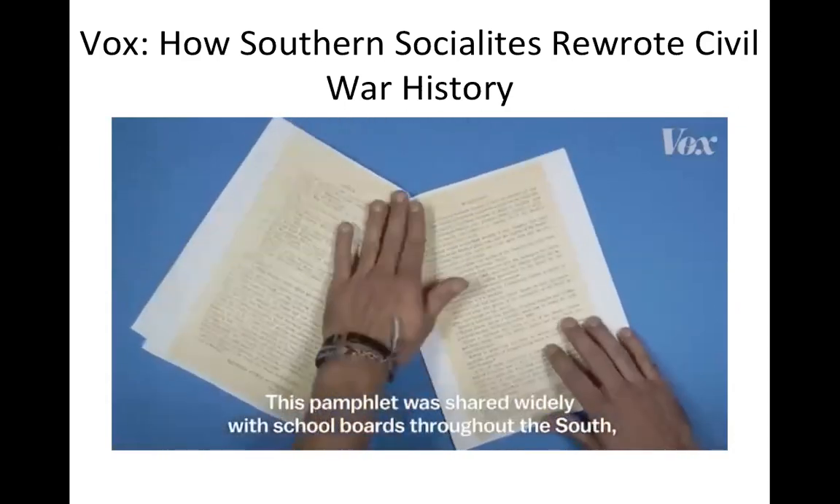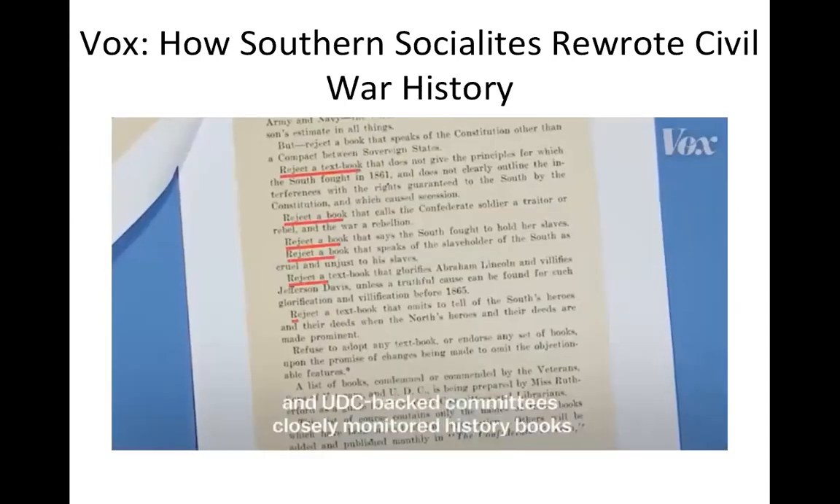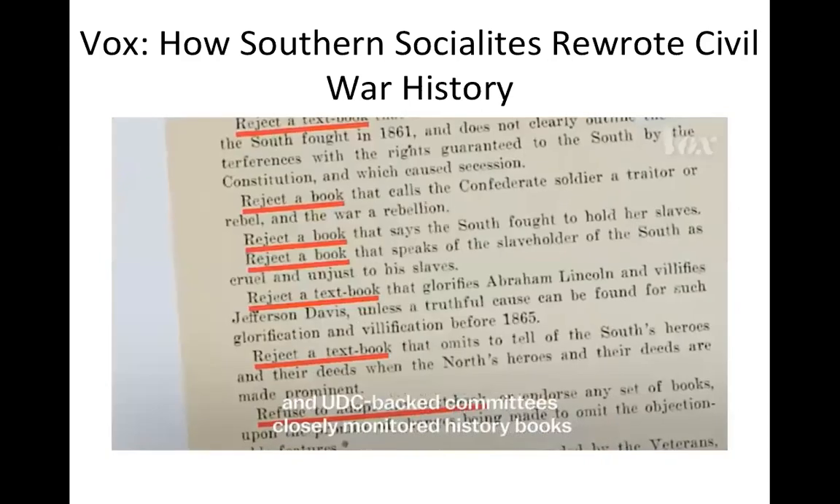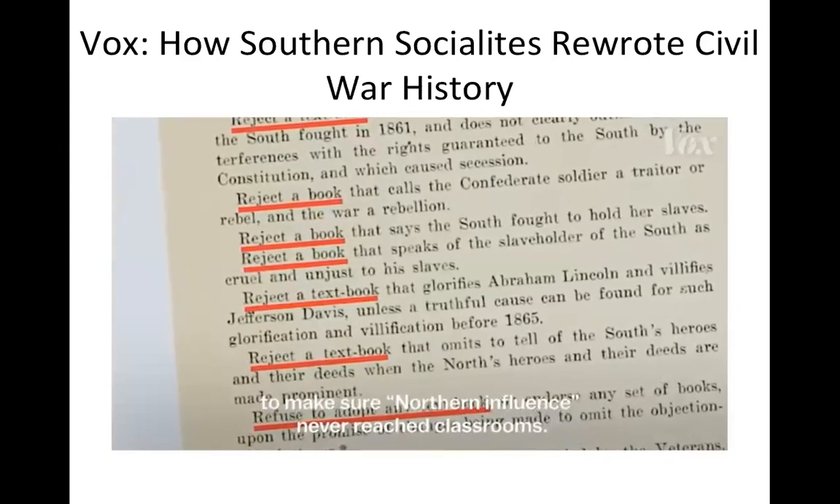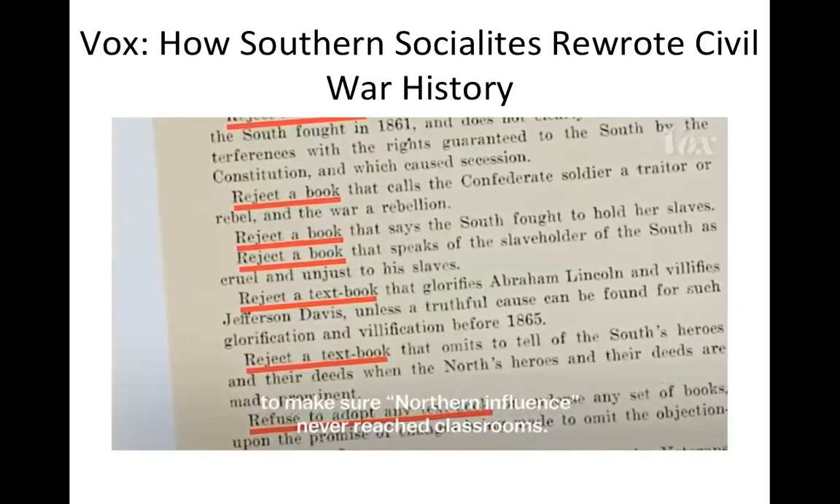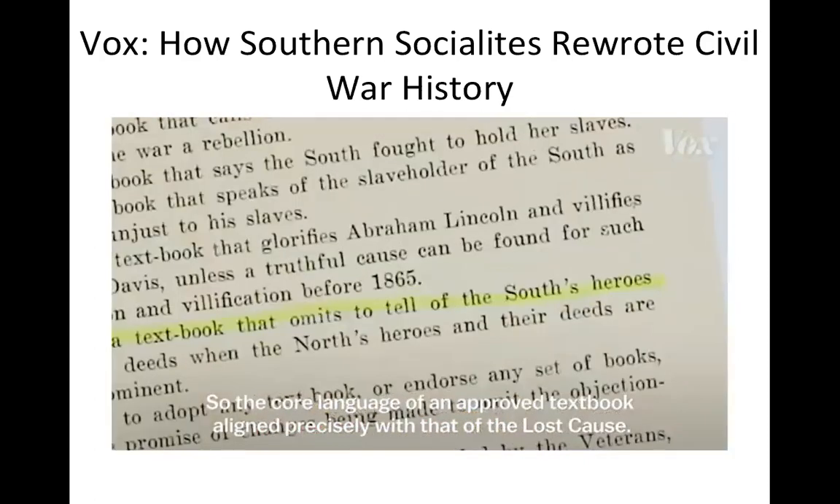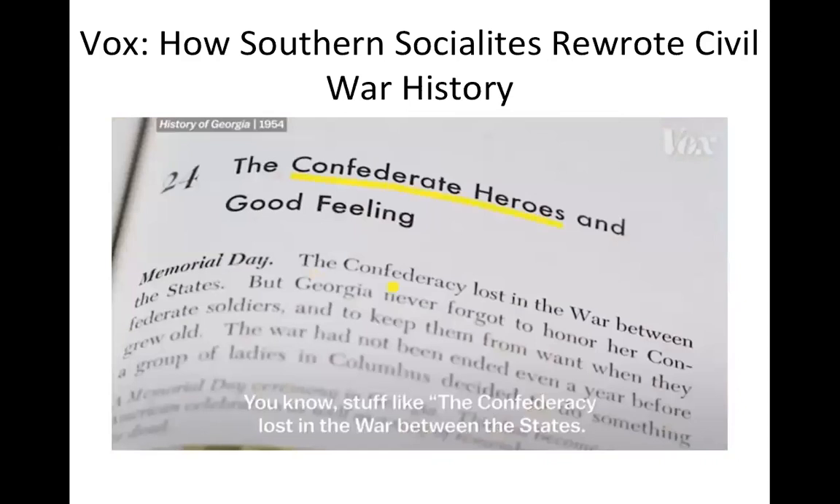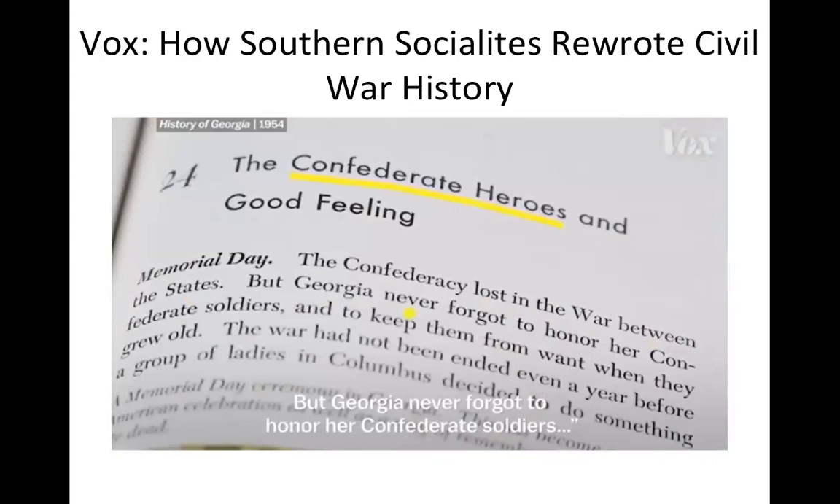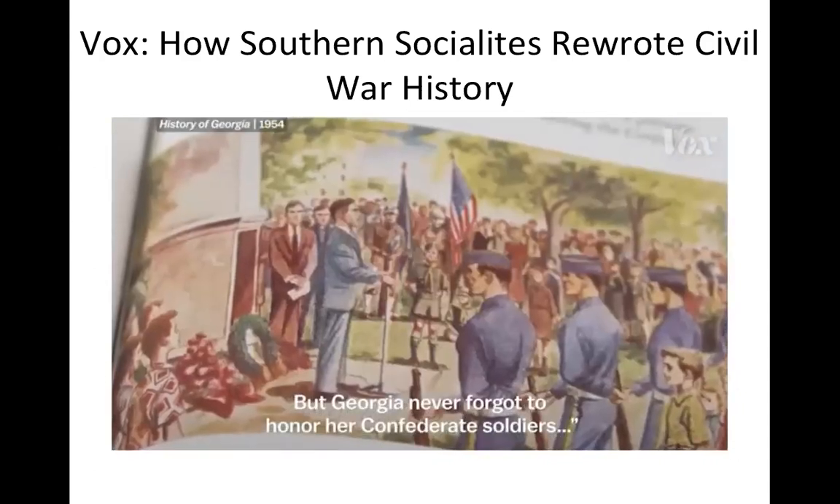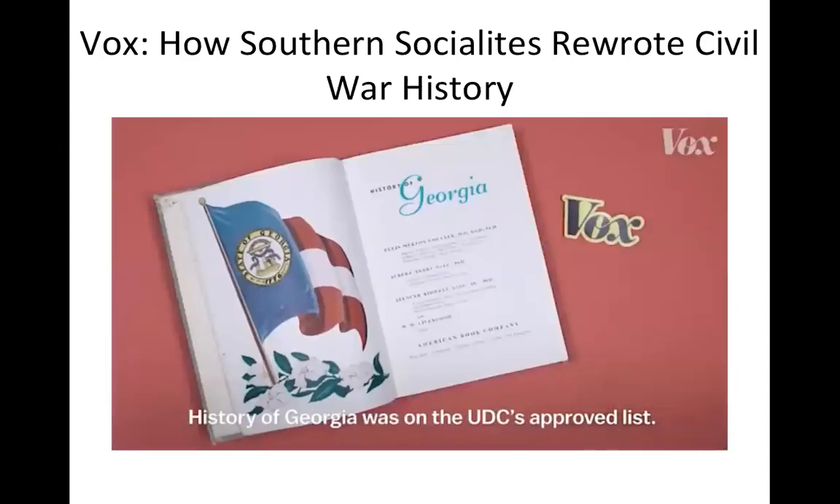This pamphlet was shared widely with school boards throughout the South, and UDC-backed committees closely monitored history books to make sure Northern influence never reached classrooms. So the core language of an approved textbook aligned precisely with that of the Lost Cause. You know, stuff like, "The Confederacy lost in the war between the states, but Georgia never forgot to honor her Confederate soldiers." History of Georgia was on the UDC's approved list.